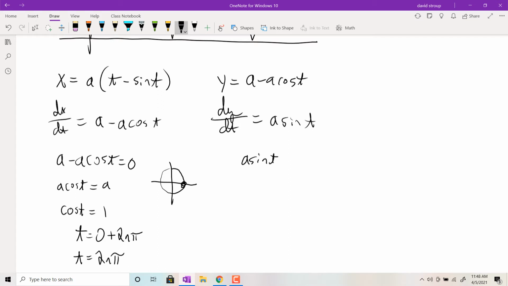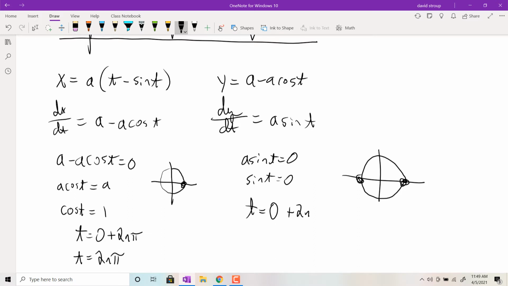Okay, let's look at the other one. So a sine t, set that equal to 0. You're asking yourself where this is going to be equal to 0. You could divide out by a, and then just ask where sine is equal to 0. And sine will be equal to 0 at not just 0, but also at pi. So t would be 0 plus any 2n pi, and then the other set of solutions would be pi plus 2n pi. But of course, we could combine these together and write it as one set: t equals 0 plus n pi. In other words, t is equal to n pi.